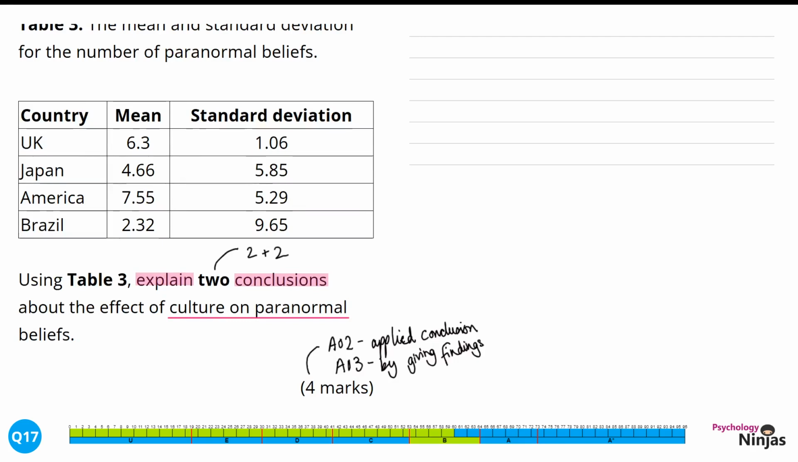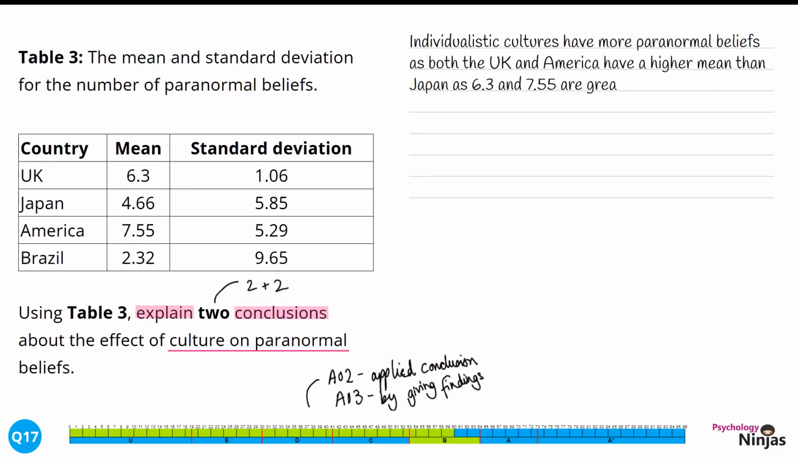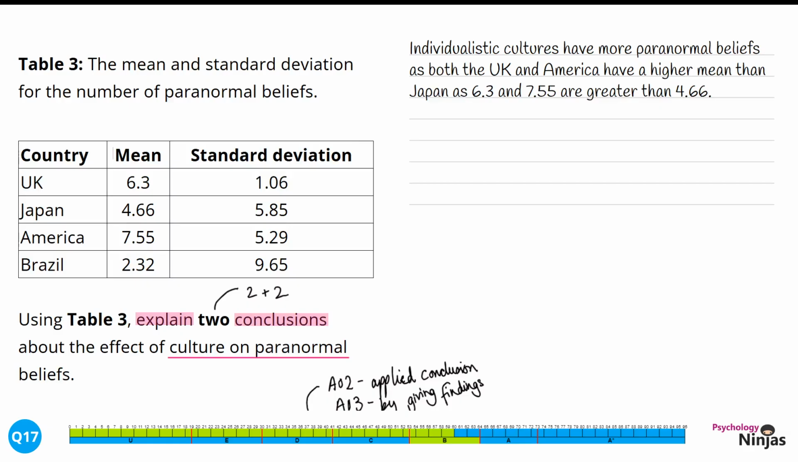Let's have a look at a particular response to this question. Individualistic cultures have more paranormal beliefs, as both the UK and America have a higher mean than Japan, as 6.3 and 7.55 are greater than 4.66. We're starting with the mean score, or the average score.